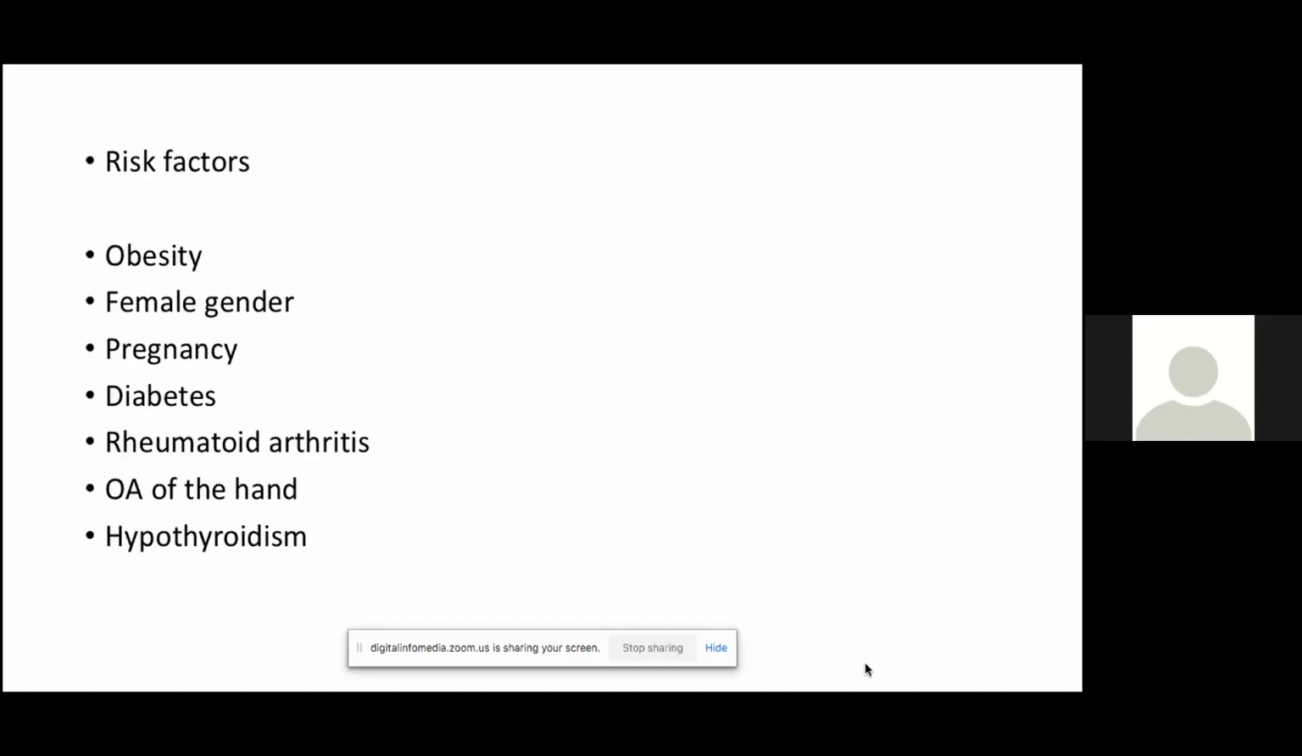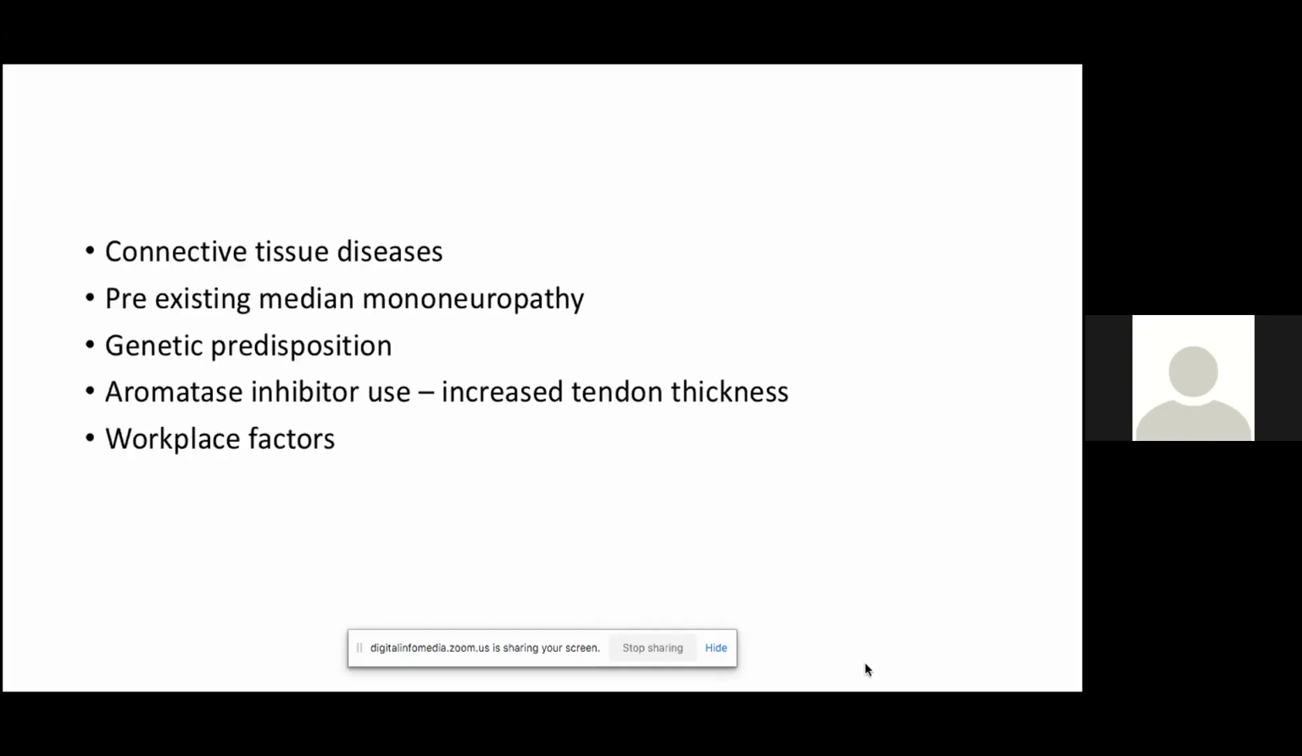The risk factors are obesity, female gender, pregnancy, diabetes, rheumatoid arthritis, osteoarthritis of the hand, hypothyroidism, connective tissue diseases, pre-existing median mononeuropathy, genetic predisposition, and aromatase inhibitor use. This is a drug used for inhibiting estrogen in breast cancer. The main way it produces carpal tunnel syndrome is that the aromatase inhibitor can increase the tendon thickness. That's why it compresses the median nerve at the carpal tunnel.